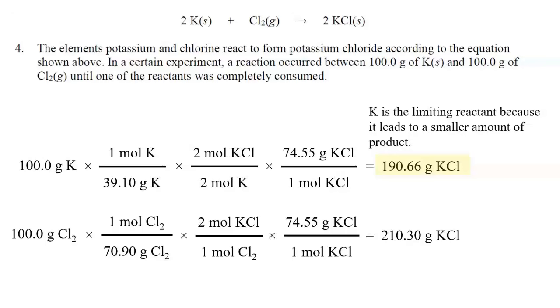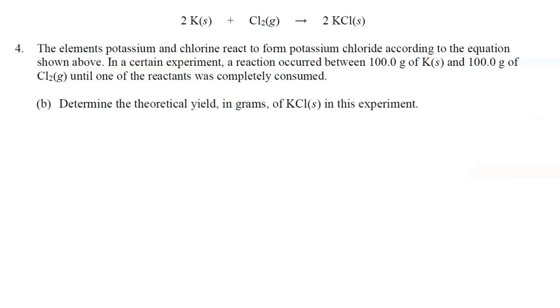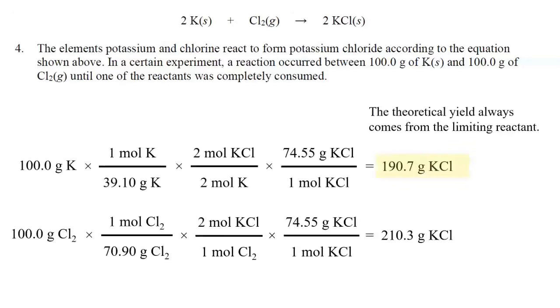Now that we move on from part A to part B, you can see that part B is going to use a very important number that we just got in this calculation. Determine the theoretical yield in grams of KCl from this experiment. So the theoretical yield of KCl comes from the limiting reactant. We know that potassium is the limiting reactant in this problem. The theoretical yield always comes from the limiting reactant. So 190.7 is our answer to part B, 190.7 grams of KCl.